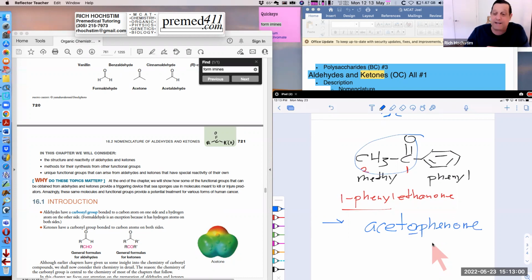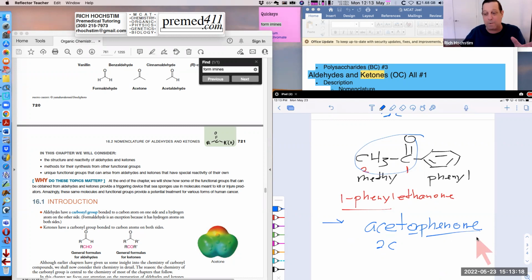Now, the O is there to make it sound good. The acet is 2 carbons, and then we have to add a carbon. But if we didn't say it, we would say something like acetone. We didn't say that. We said phenone. That means that there's not a methyl there, there's a phenyl there.